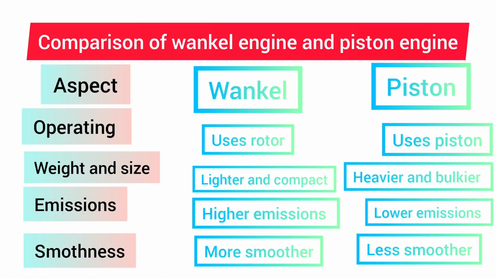Comparison of Wankel engine and piston engine. 1. Operating aspect. The Wankel engine uses a rotor for operation, while the piston engine uses pistons. 2. Weight and size aspect. The Wankel engine is lighter and compact, while the piston engine is heavier and bulky. 3. Emission aspect. The Wankel engine has higher emissions compared to the piston engine with less emissions. 4. Smoothness. The Wankel engine is more smooth in operation due to its continuous operation, while the piston engine is less smooth due to its piston movement. Those are some of the comparisons of the two engines.